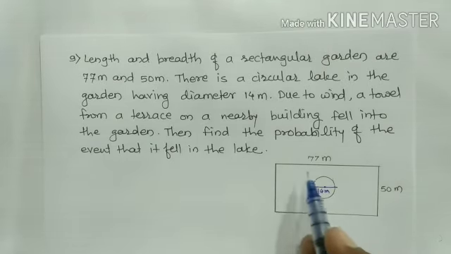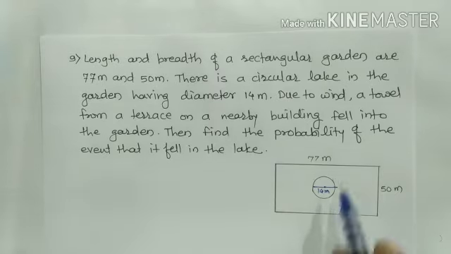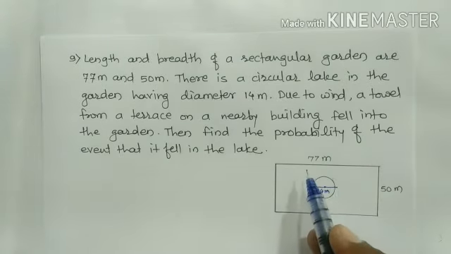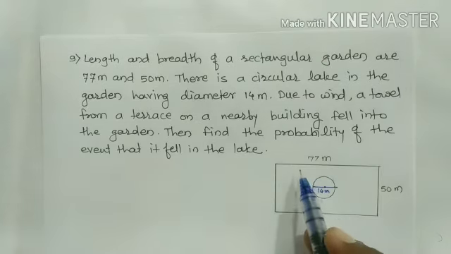Here the towel fell in that garden, and we have to find the probability of the event that it fell in the lake. Here the sample space is, sample space means all the possible outcomes.